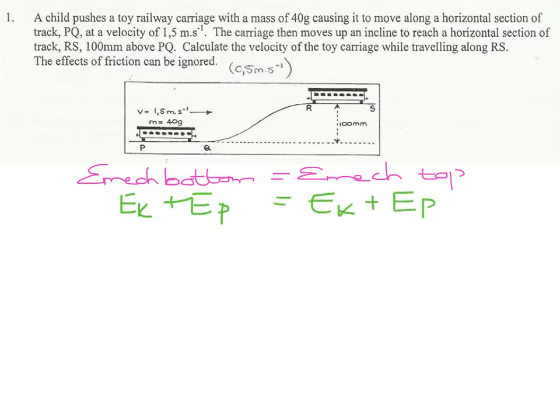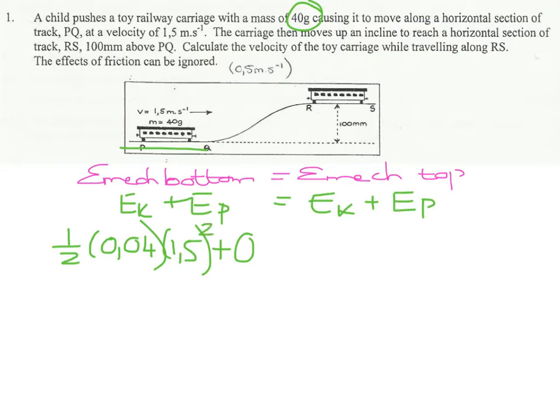What information do we have about this kinetic energy? We can say it's a half. We need to change that 40 grams into kilograms, so it's 0,04. We've been given a speed at the bottom, 1,5, and we know that at the bottom it had no potential energy, so we can say 0. I've nearly made the mistake that you guys keep making. I've nearly forgotten to square that, so you mustn't forget.